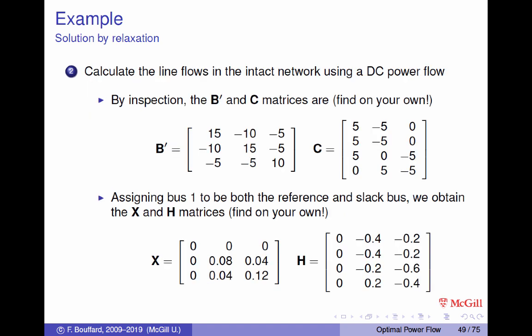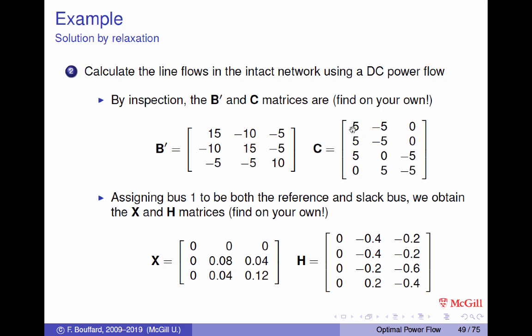We need to validate whether or not this set of injections is valid. So clearly what we can do here is to calculate the B prime and C matrices, from which we will find the X and the H matrices. So here again, the B prime, this is taking the full 3x3 or 3 node network and applying the line susceptances that we have.